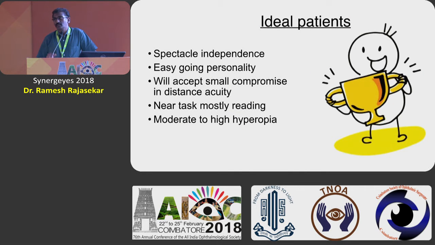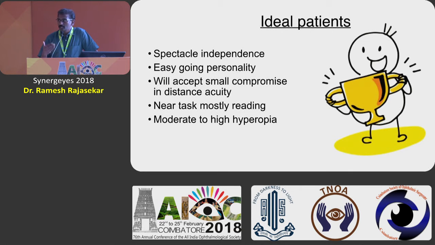So we all know that the ideal patient is who really wants spectacle independence, and it should be an easygoing personality, accepting of the minimal things that can once in a while go wrong. Maybe a small spherical error, they don't really mind about it. And whatever the task they require, if that is given, like where the reading is comfortable, they don't mind a little bit of a distance compromise.